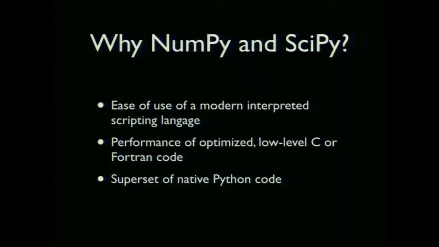So what they're hoping to accomplish, and what they seem to have pretty much accomplished, is to have the ease of use of a modern programming language, but the performance of super optimized C or Fortran code. And they've managed to do it by keeping all the native Python array syntax, with a superset of it as well to do slices and things.